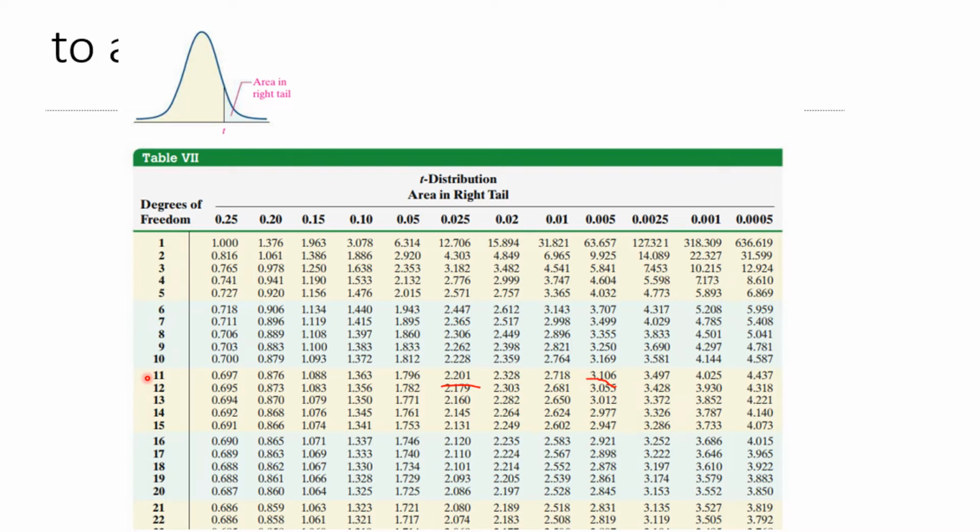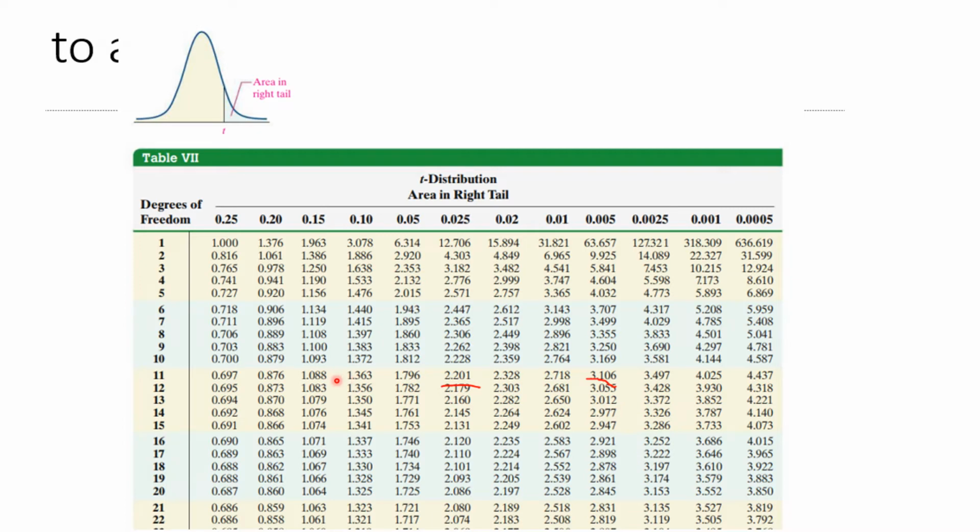So I'm going to run my finger over, and I find that for a 95% confidence interval, the critical value that I'm going to use is t at 0.025, which is 2.201.